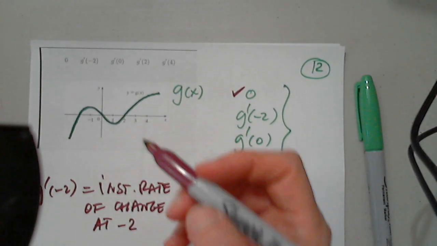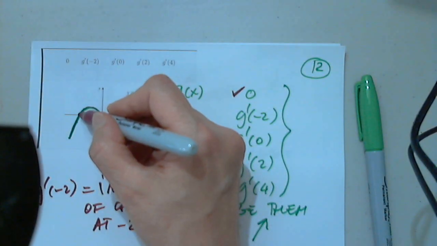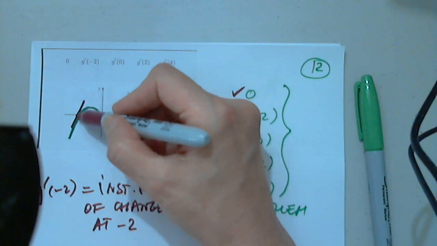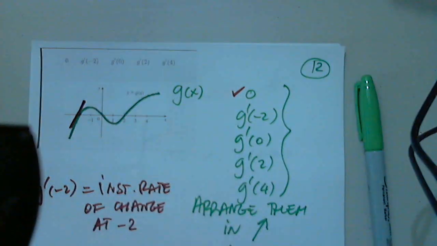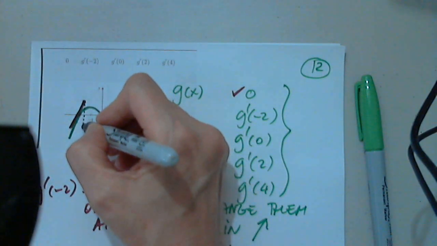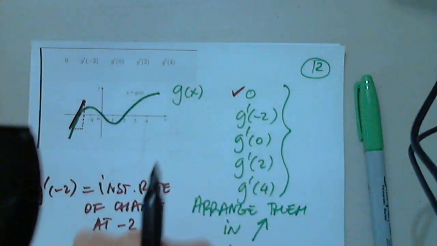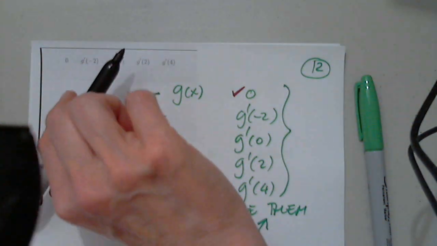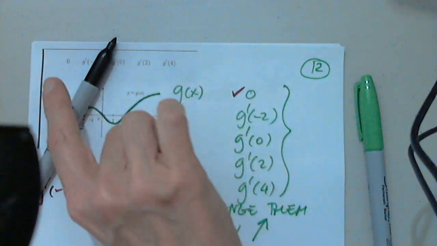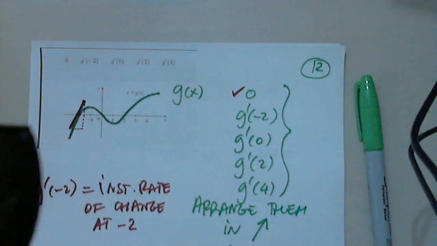Okay, what does that mean? So this is negative 2. I will draw a tangent line at negative 2, and I will try to create a triangle. In order to find the slope of a line, I need rise over run between any 2 points. So I pick this point and this point.